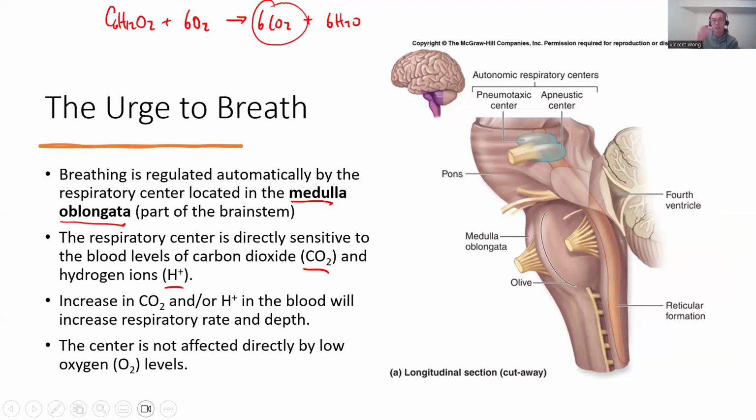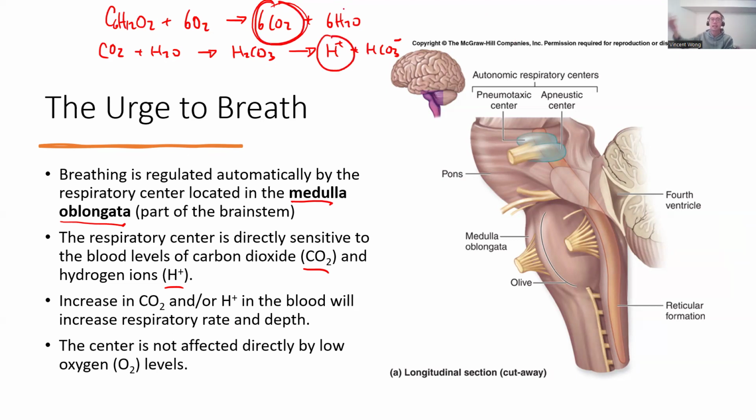And what happens to this carbon dioxide? Well, some will stay in the blood, and the carbon dioxide will actually combine with the water to form H2CO3. And then the H2CO3 can form H+ and HCO3-. I mean, you don't have to memorize any of these, but I'm trying to show you that carbon dioxide and H+ are related to each other. Right? So it's not the lack of oxygen that's driving you to breathe. It's too much carbon dioxide in the blood that's causing you to have the urge to breathe.